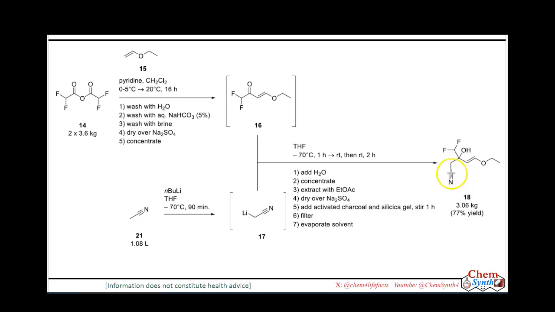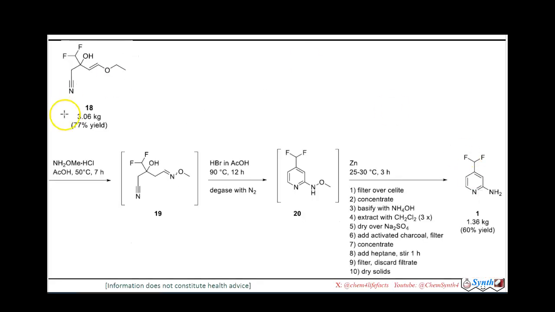Here also, intermediate 18 is a nitrile intermediate. After the reaction was completed, the reaction was quenched using water, then solvent was removed, and extraction was done using ethyl acetate solvent and dried over sodium sulfate, and activated charcoal and silica gel were added and stirred for 1 hour, filtered, and solvent was evaporated to get this material, 3.06 kg.